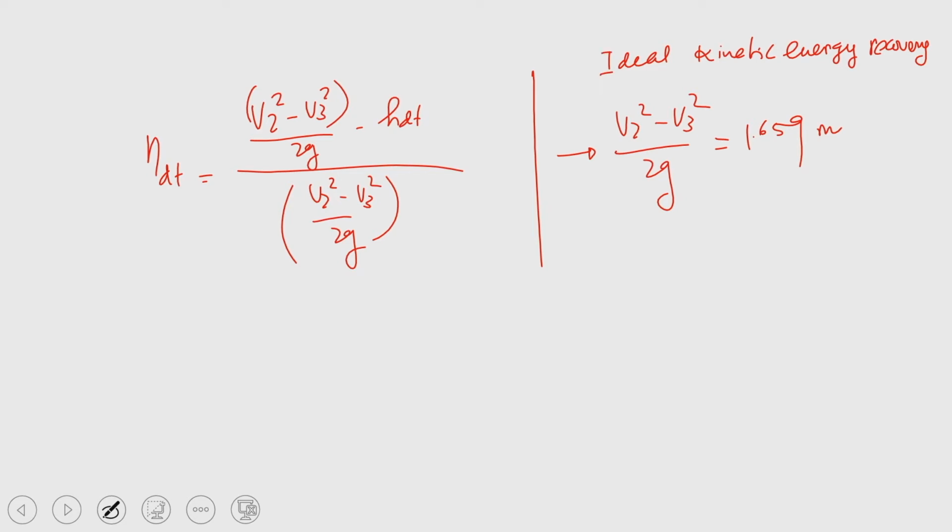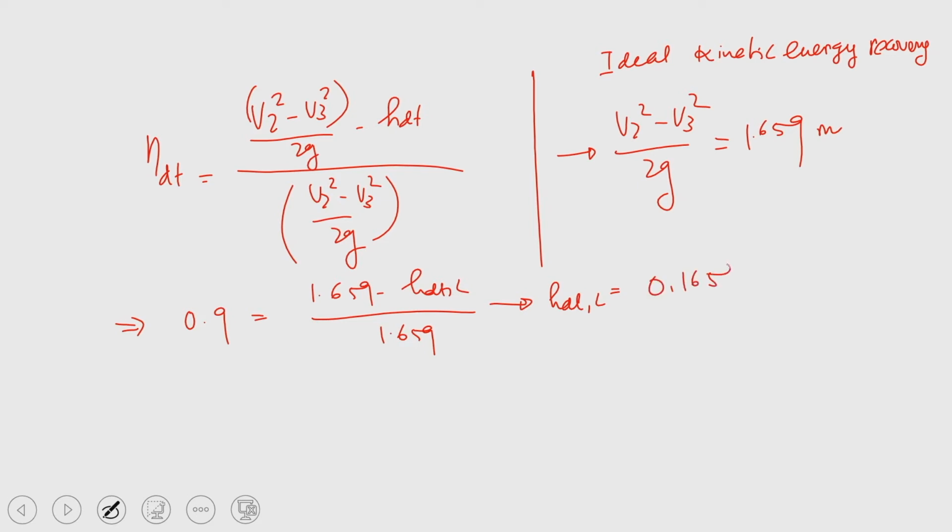Now, we know eta dt is 0.9. So, (1.659 minus h dt L) divided by 1.659. From there we can calculate h dt L equal to 0.1659 meter of water column. Okay. So, this is the h dt L.